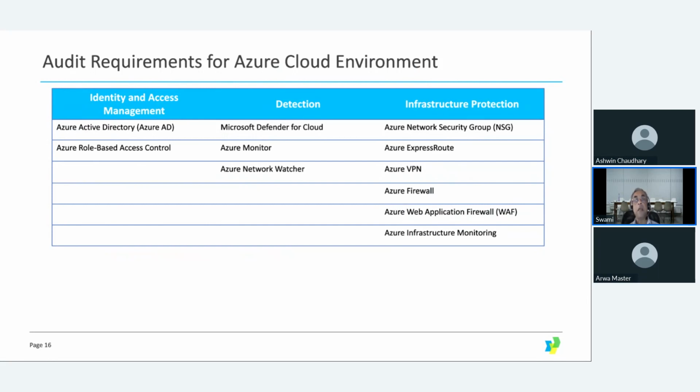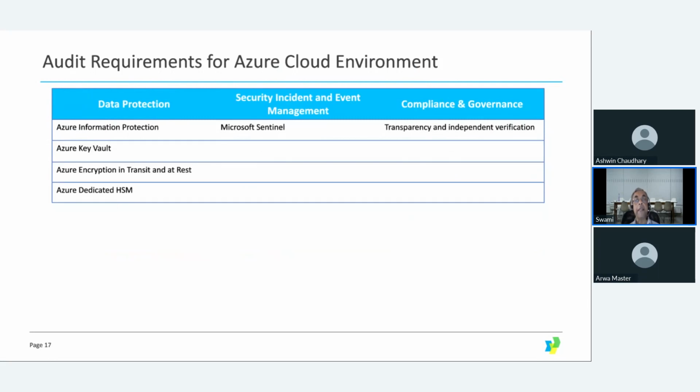From that perspective, next we will go to data protection. In data protection, we have Azure Information Protection, which is about labeling of information based on the sensitivity of the data. And also we are going to use Azure Key Vault for protecting the encryption keys for data usage, application usage, and other aspects. And also we are going to look at Azure encryption in transit and at rest, and also a dedicated HSM, hardware security module, is provided.